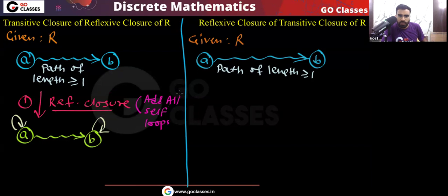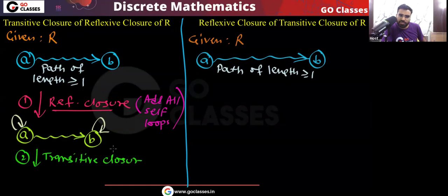Now, after the reflexive closure, on top of that, we want to find the transitive closure. For the relation R, first you find the reflexive closure, then on top of that, you find the transitive closure. So let's find the transitive closure here. The second step is the transitive closure.